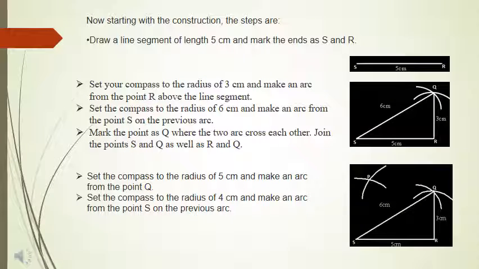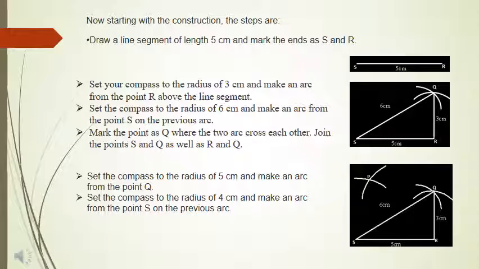Students, let's start our construction. First of all, you have to construct one line segment SR, which is 5 cm. Then take your compass on R, take a 3 cm radius and mark one arc. After that, on S, take a 6 cm radius and mark another arc on the previous one. Then join point Q with S and R.